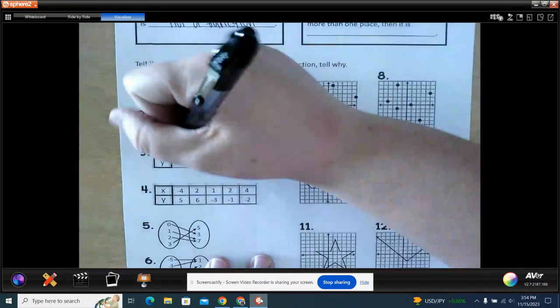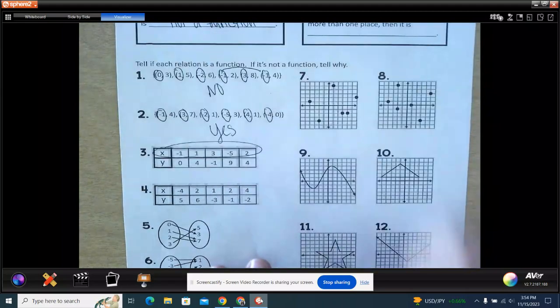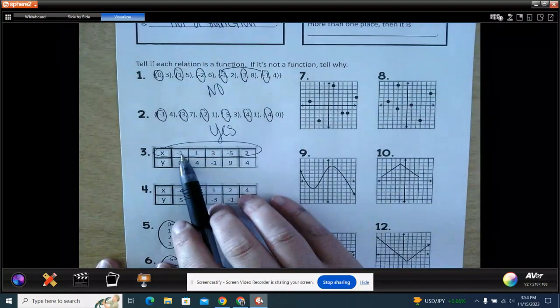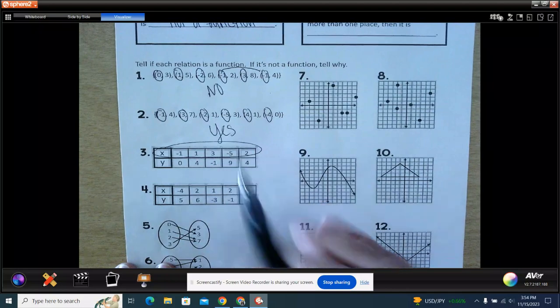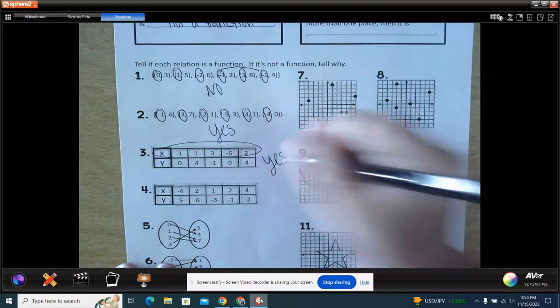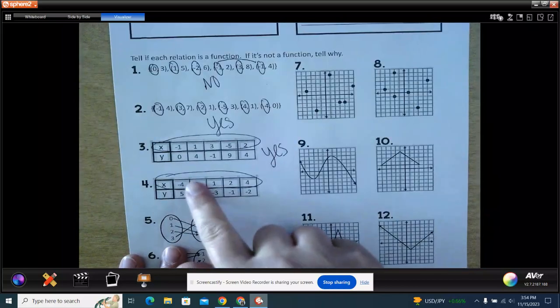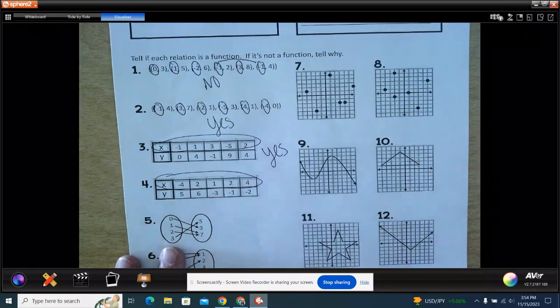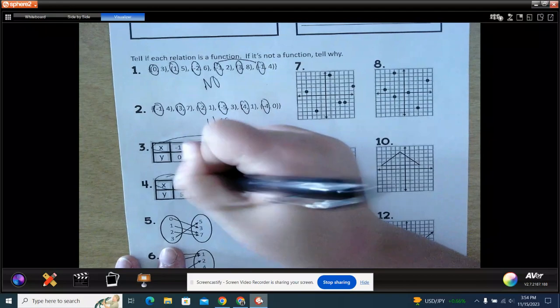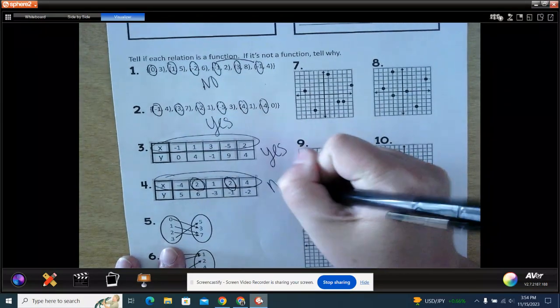Number three, my table. I'm going to look at the X values. If they're all different, it is a function. Number 4. So again, looking at the X values, if they're all different, it is a function. And we can see that there is 2, 2, so that is not a function.